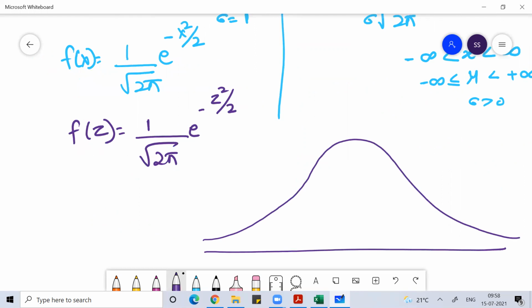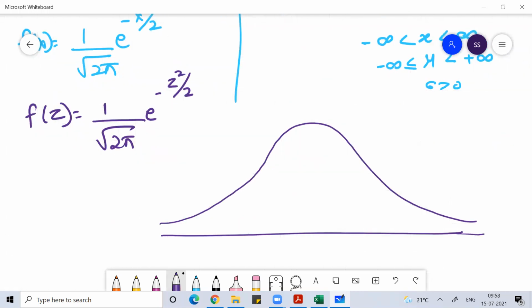So what we do when we are solving the problems, whatever problems you get related to area under the curve, you assume that your z is 0 at the center, and then you will see the movement along the values of z. Remember, at the center the z value is 0.